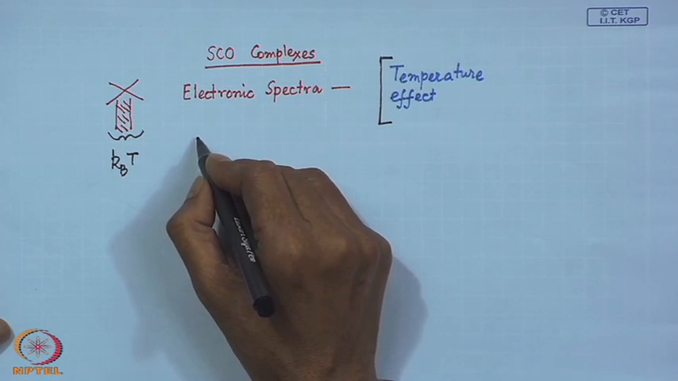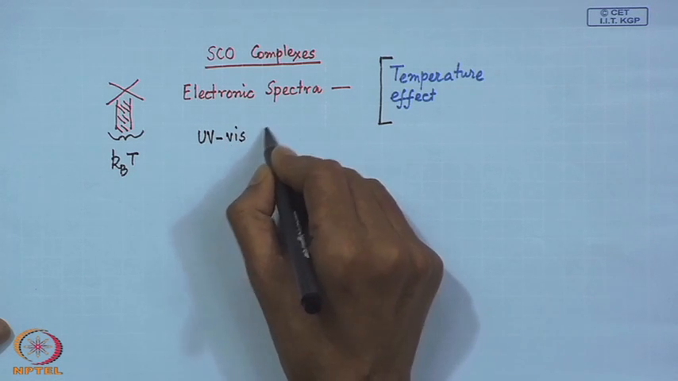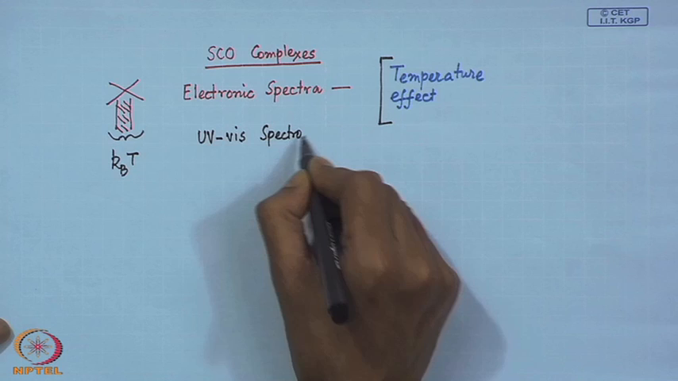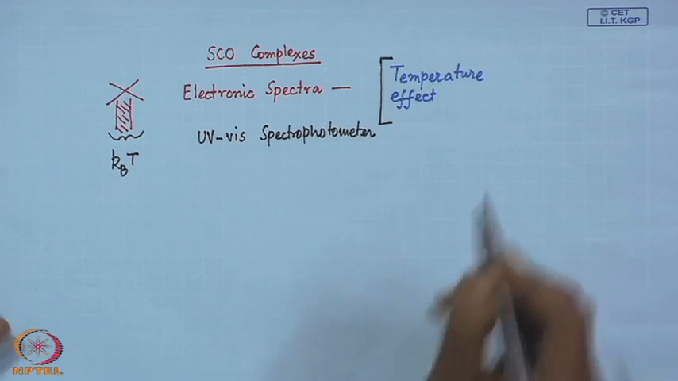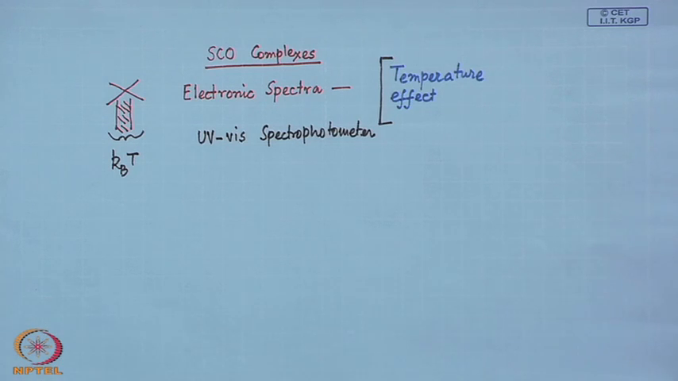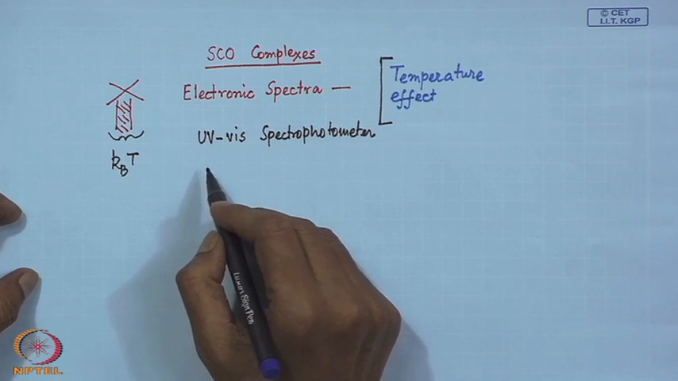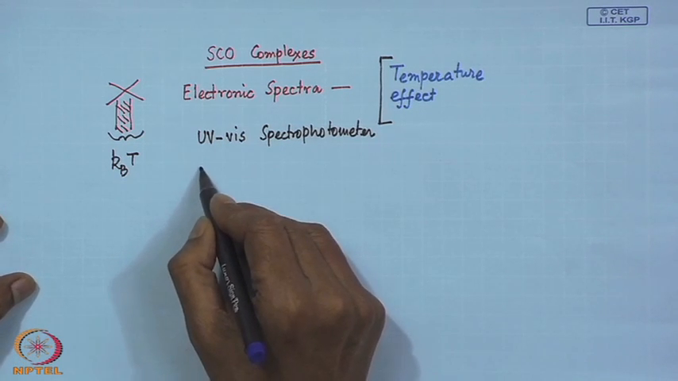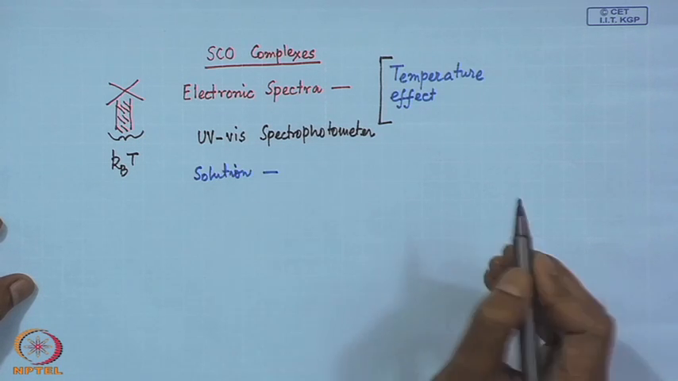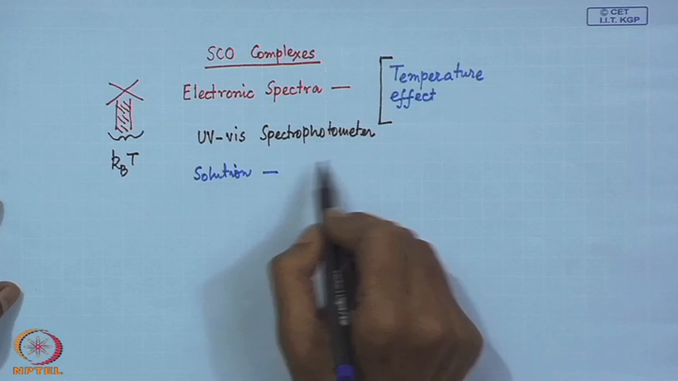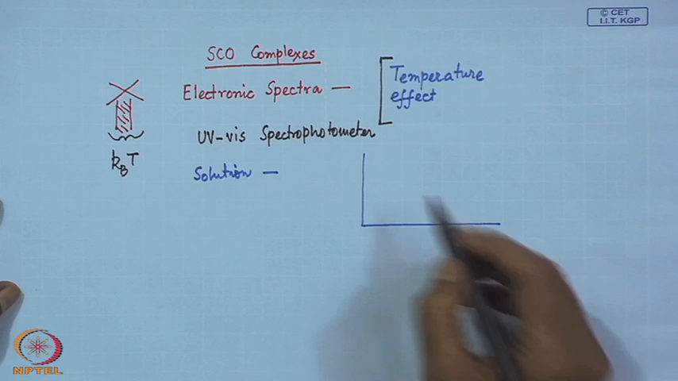So, if we have a simple UV visible spectrophotometer, we can have it in the laboratory, and these are very common instruments, every lab has this. So we just take this and do this measurement in solution. So, this variable temperature measurement can be done using a solution of this compound, if possible.